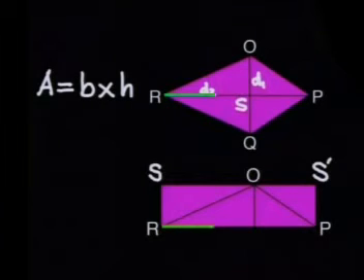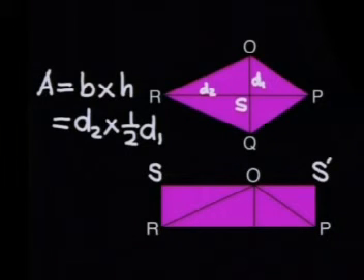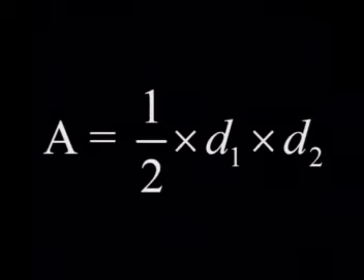Now in the rectangle, we have a base of PR, which is also the long diagonal of the kite. So we can instead write D2. The height of our rectangle is actually half the short diagonal of the kite. So we could write half of D1. This means that the area of our kite is D2 times half of D1, where D1 is the first diagonal and D2 is the second diagonal. The area of a kite is half times diagonal 1 times diagonal 2 of the kite.